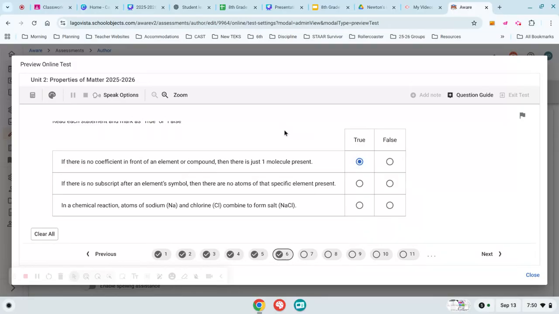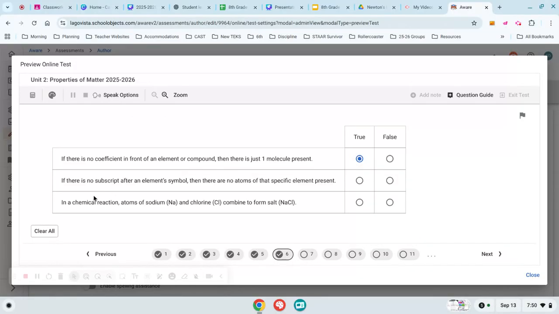True. If there is no subscript after an element symbol, then there are no atoms. That's false. There's one. There's always one. In a chemical reaction, atoms of sodium and chlorine combine to form salt. True. So that one was easy.